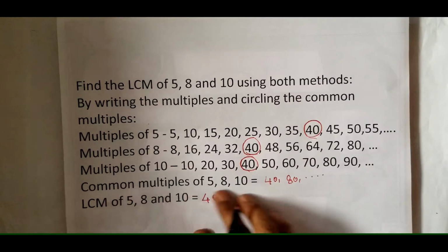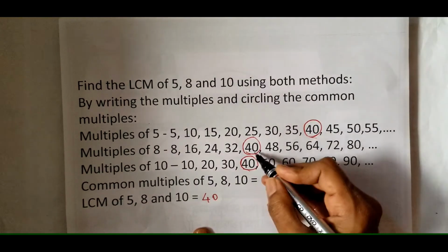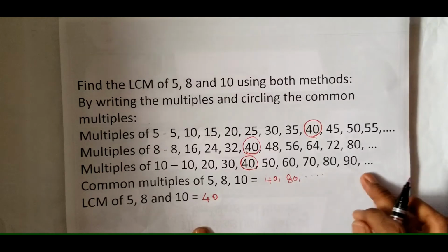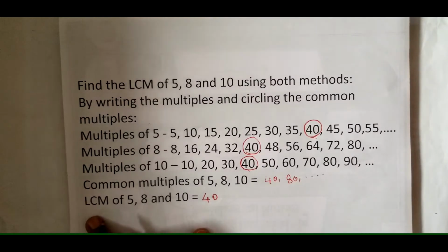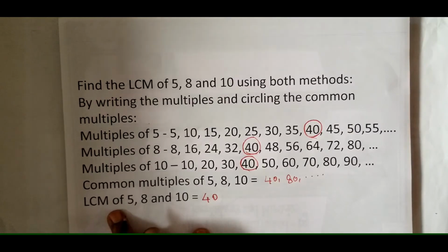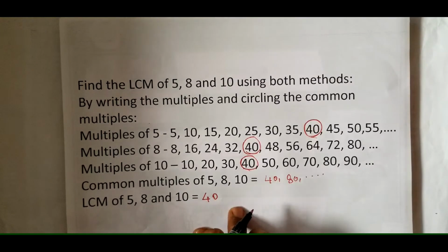Now what are the common multiples between them? It is 40. The first number will be 40. So I have written 40. If it is 40 first, then what will be the second number? It will be 80 and so on. Now we have to find the least common multiple. So it will be 40. Okay. So least common multiple, that is the LCM of 5, 8 and 10 is 40.